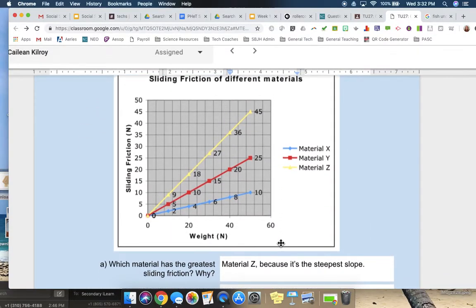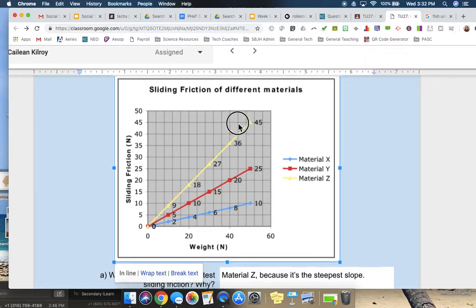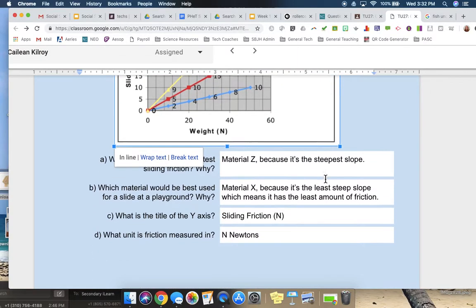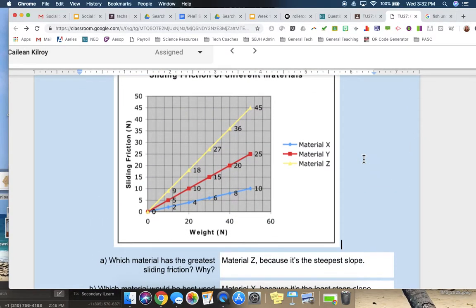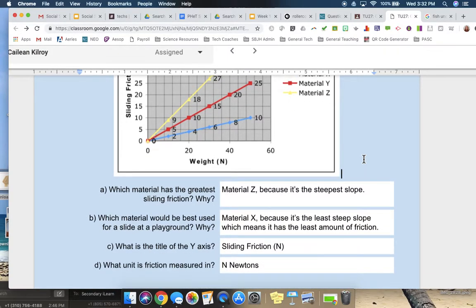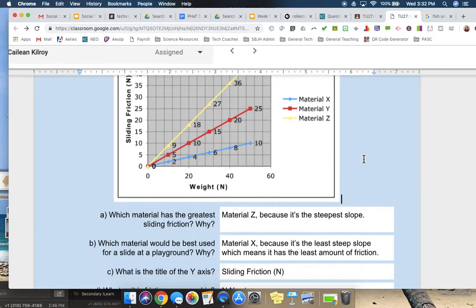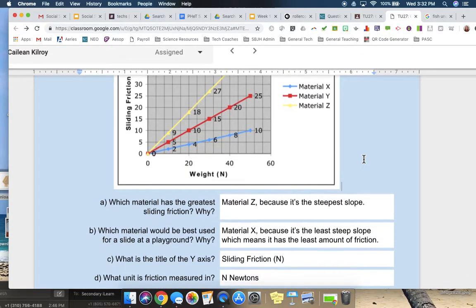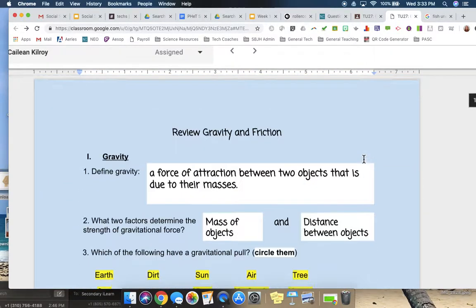Looking at the graph to answer the questions, material Z has the greatest sliding friction because it has the steepest slope. Material X would be the best for a playground because it has the least amount of friction. It's more slippery. The title of the y-axis is sliding friction, and friction is measured in newtons. That is it.